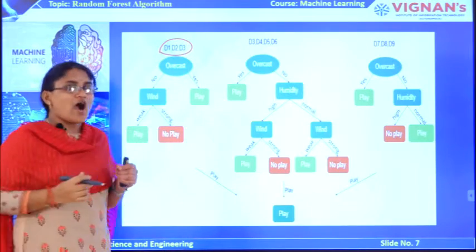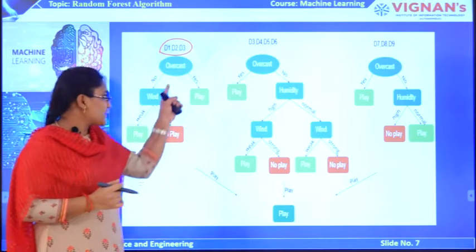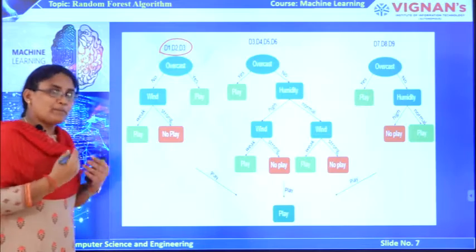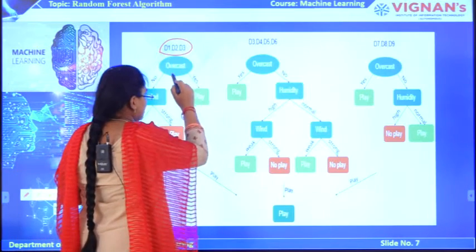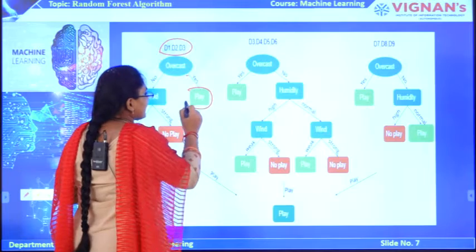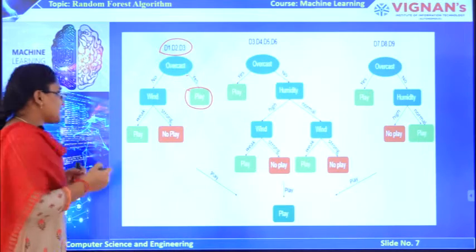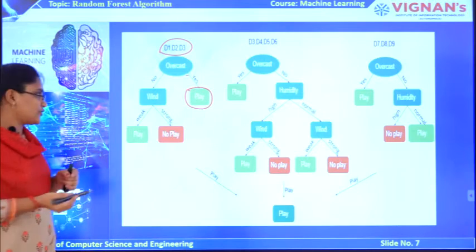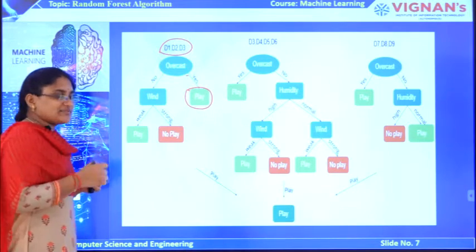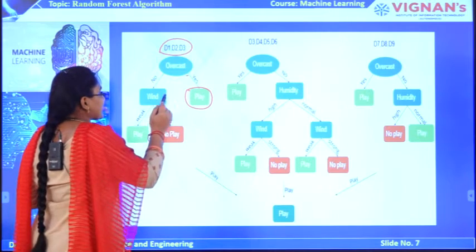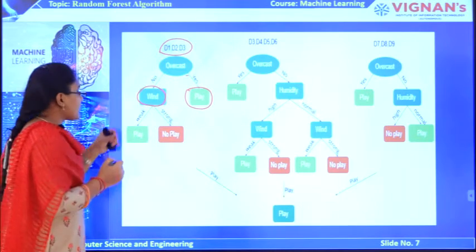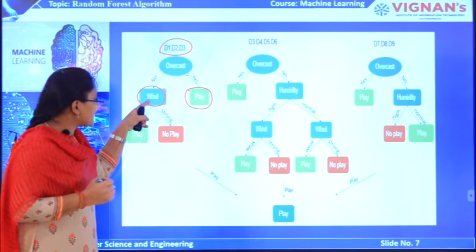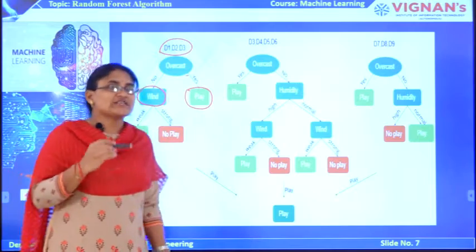See, if the outlook is overcast on a particular day, then it is possible to play. So if it is overcast, then a play instance occurred. If it is not, again we have to take the second most probable attribute. Here the second most probable attribute is the wind. So we have to take the decision based on the wind attribute. If the wind is weak, then there is a chance to play. If the wind is strong, then there is no chance to play.